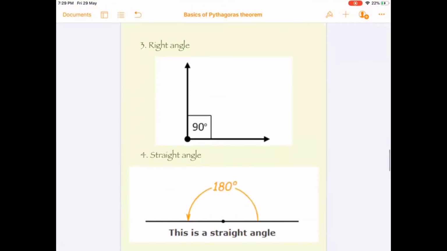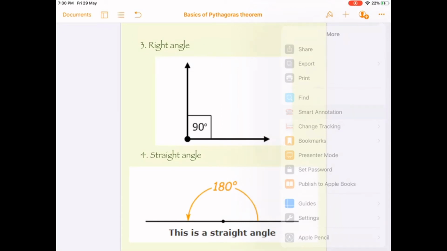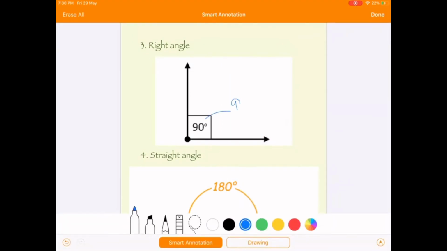Let us move to the next, which is the right angle triangle, which everyone knows is of 90 degrees. The angle which makes 90 degrees is a right angle triangle, right?